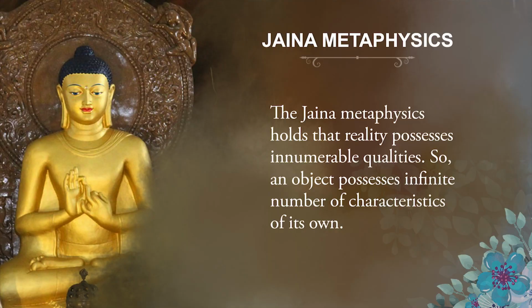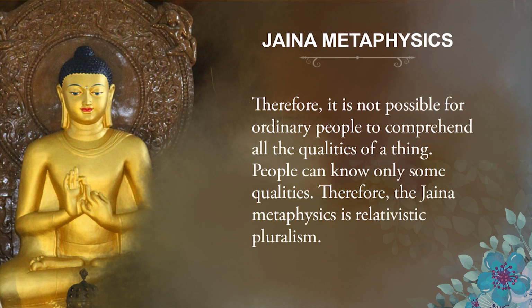Now we discuss very briefly the Jaina concept of metaphysics. The Jaina metaphysics holds that reality possesses innumerable qualities. So an object possesses infinite number of characteristics of its own. Therefore, it is not possible for ordinary people to comprehend all the qualities of it. People can know only some qualities. Therefore, the Jaina metaphysics is relativistic realism.